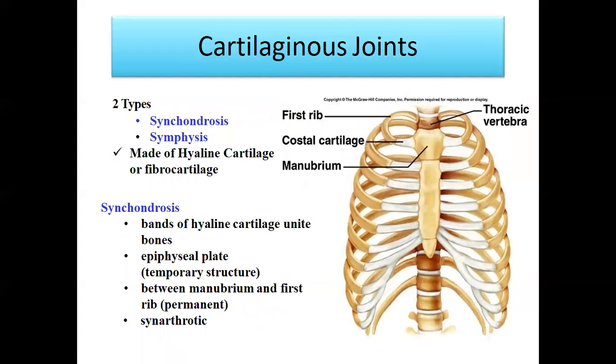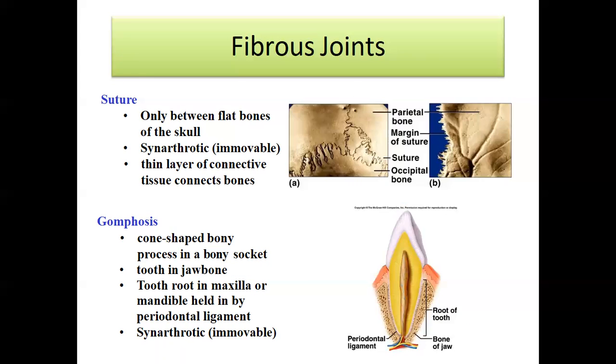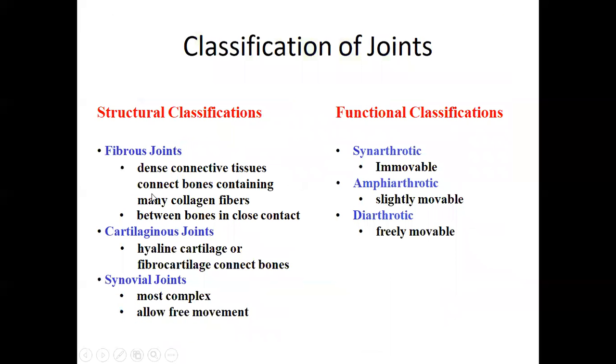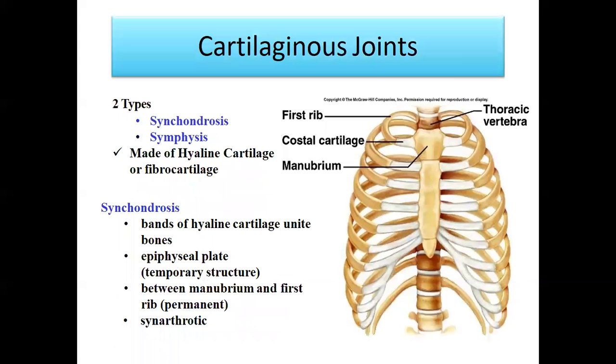You have your cartilaginous joints that are the second type of structural classification. So again, these are made primarily of hyaline cartilage and fibrocartilage. There are two different types of cartilaginous joints. You have synchondrosis and symphysis. Your synchondrosis is a synarthrotic joint that are bands of hyaline cartilage that unite bone. So your epiphyseal plate is a type of synchondrosis.